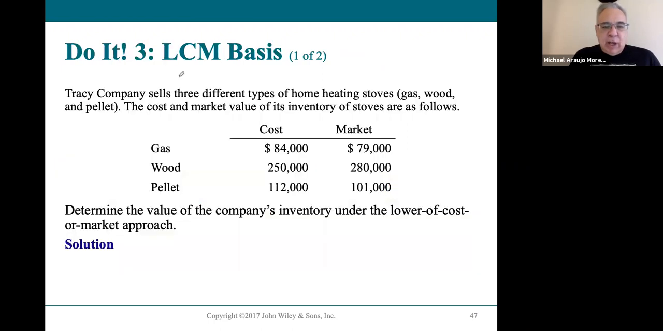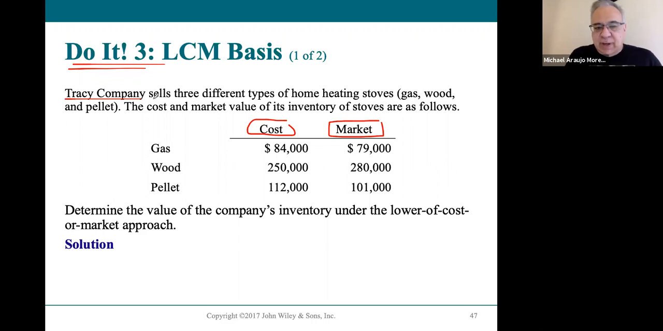Very simple. So that's the first thing we're going to be looking at, lower of cost or market. Again, you're looking at two numbers: what you paid for the inventory when you bought it, and how much you would pay for it today if you replaced it.